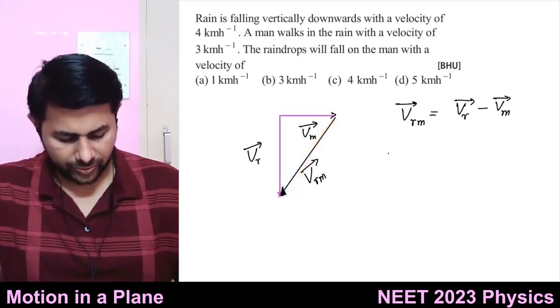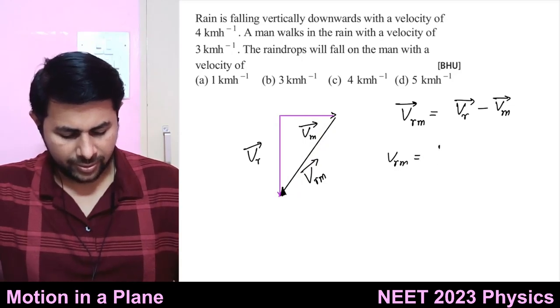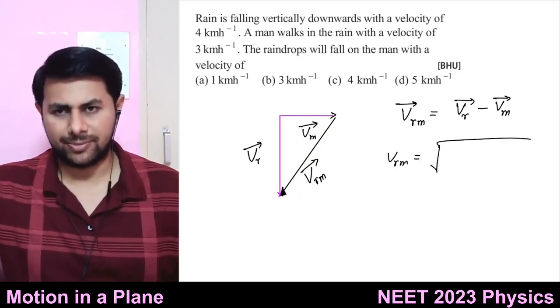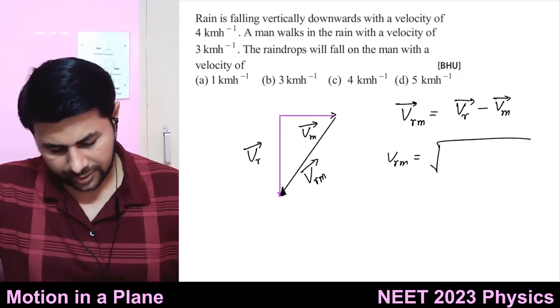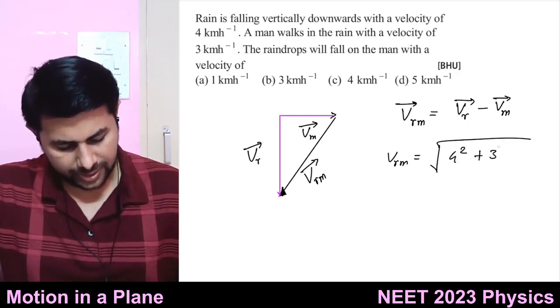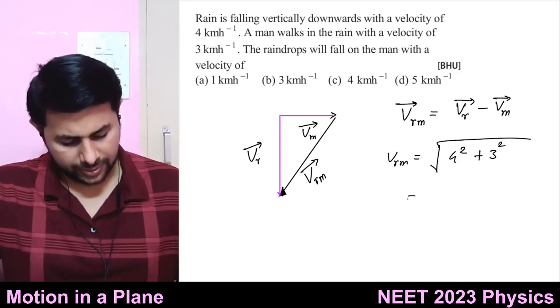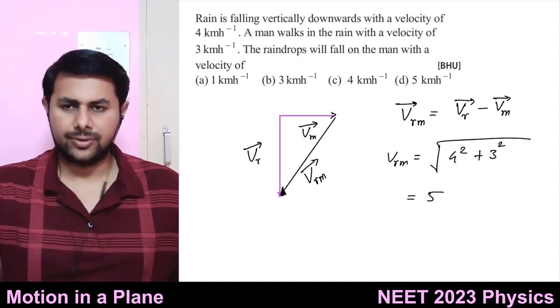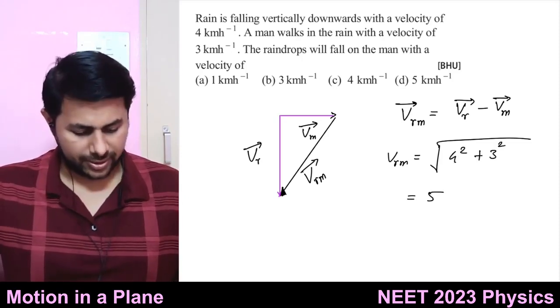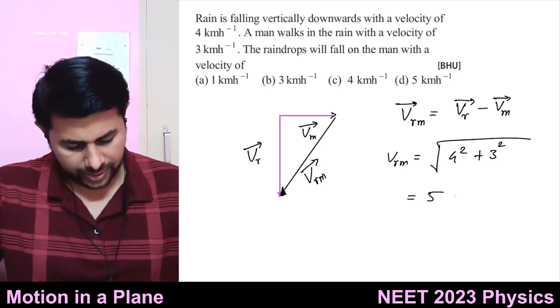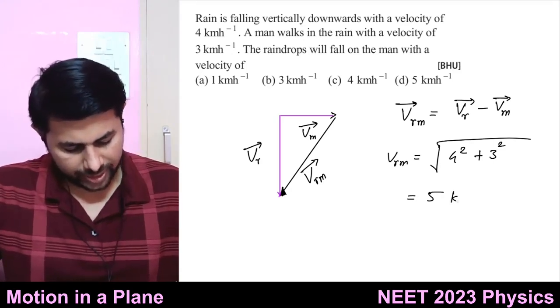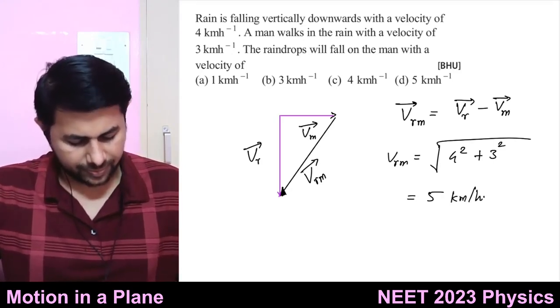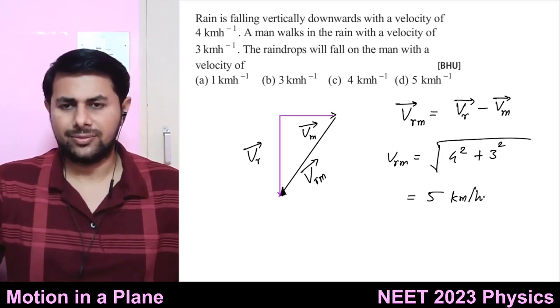So the magnitude of vrm is square root of vr square plus vm square. Okay, so that is 4 square plus 3 square, which is 16 plus 9, square root of 25. So the answer is 5 kilometers per hour. Simple.